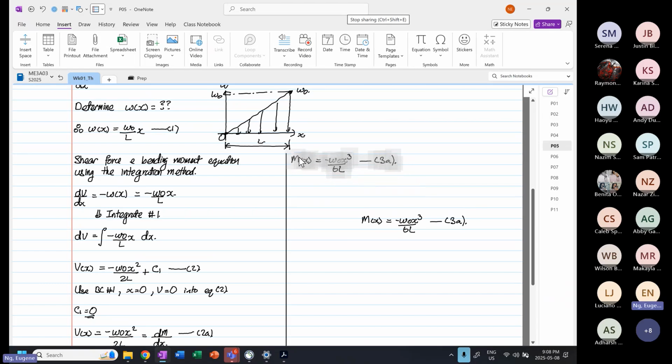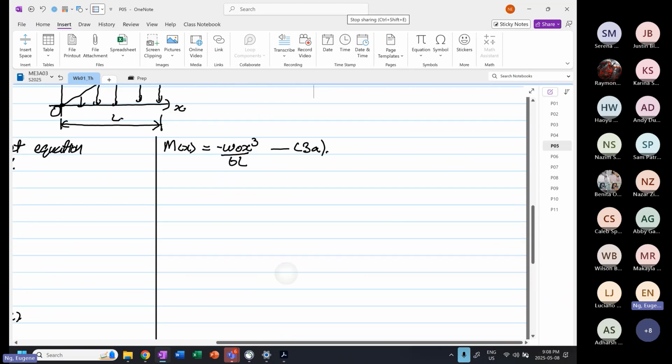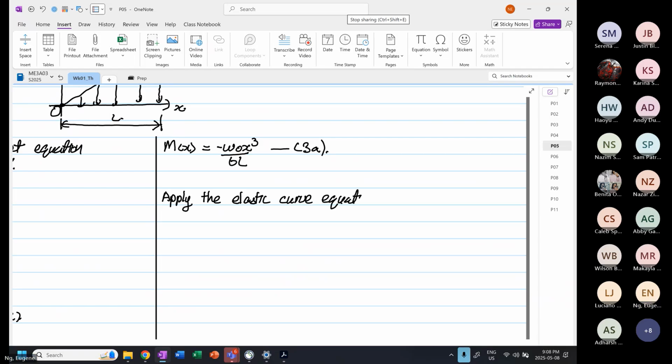So the next thing that we're going to do, okay, I think up to here, you all are very familiar with this from 2P. We are going to apply the elastic curve equation into equation 3a, which states EI d squared y over dx squared is equal to m as a function of x. Okay, so this is the elastic curve equation.